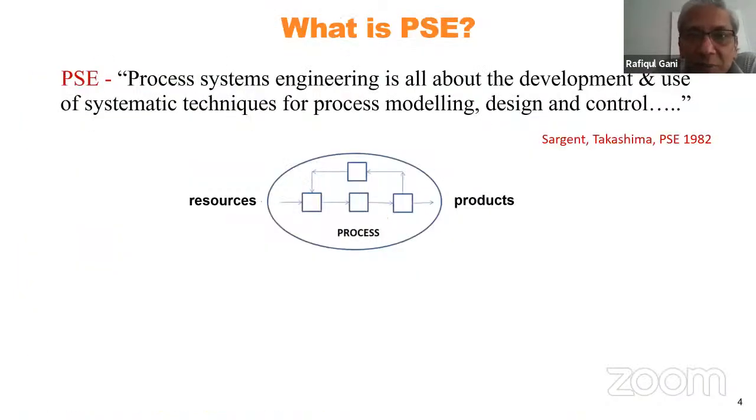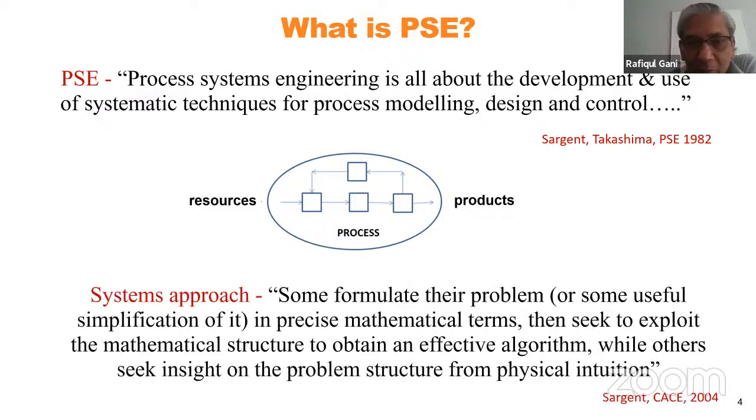Now let's see what is process systems engineering. Process systems engineering is all about the development of systematic techniques for process development and use for process modeling, design, control, and many others. This was the definition that was given in the first Process Systems Engineering Conference in 1982. Our objective is still to convert resources to products, needed products through process.